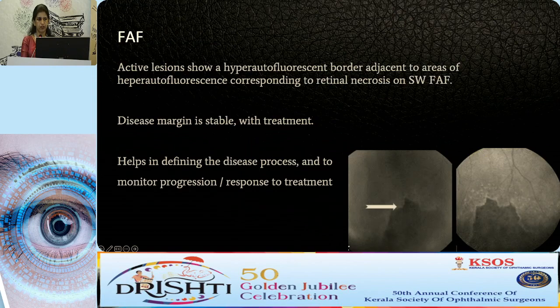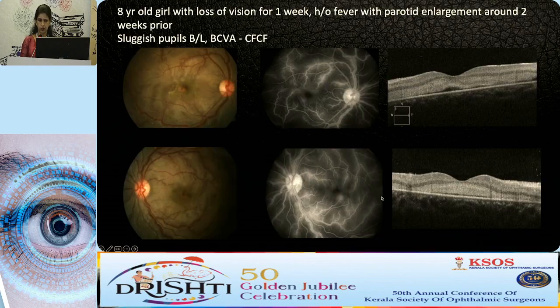Then coming to FAF in viral retinitis, the active lesions at the arrow show the active edge, which is hyperfluorescent in contrast to the ischemic necrotic area. And this is an indicator of progression of the disease. If this moves posteriorly, you know that the patient is not responding to your treatment. It helps in defining the disease process and to monitor response to treatment.